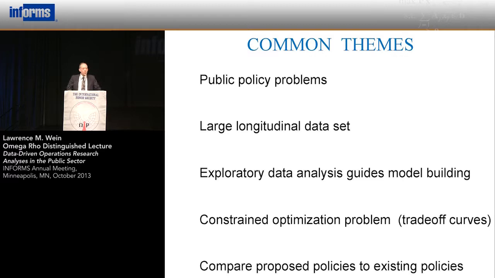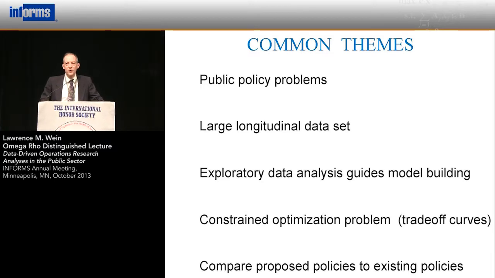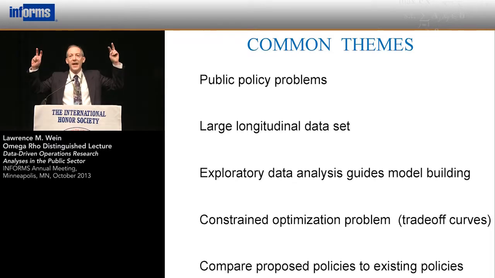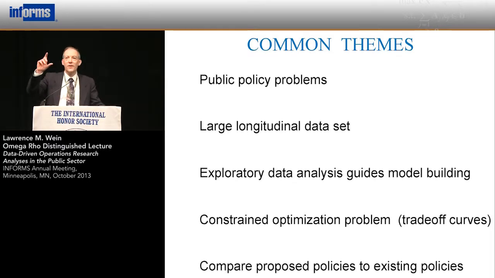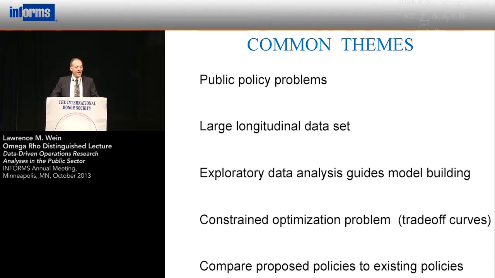So there's a few common themes here. First and foremost, all of these problems are public policy problems. Each of them has a large longitudinal data set that, for most of them, is really used to guide the modeling. This is not so-called big data. I don't know if there's a word for medium data or small data, but this would fit there.